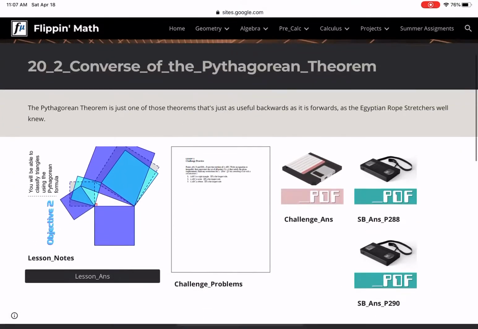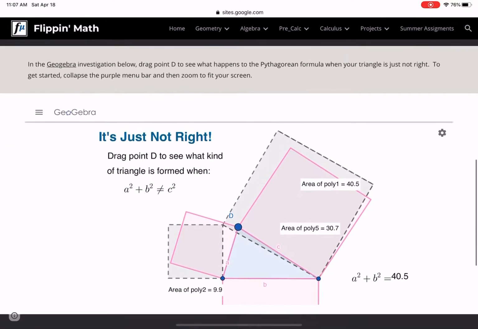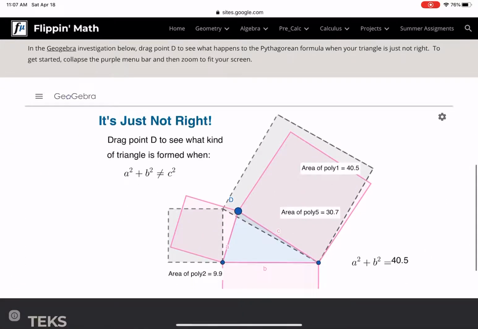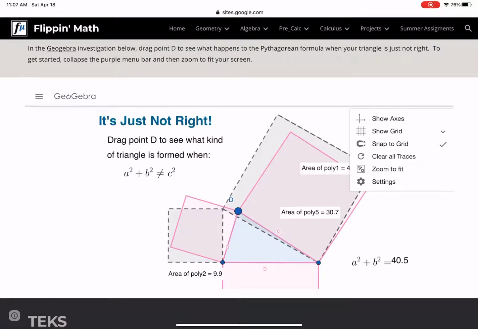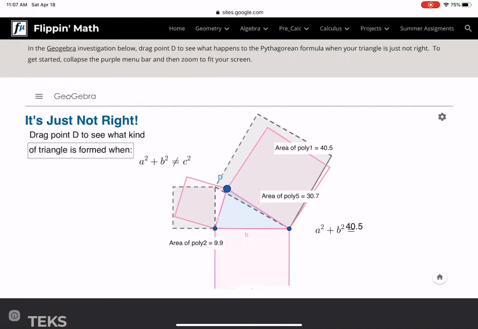All right, I'm going to scroll down here a little bit, and here's the GeoGebra investigation. Now I'm going to do a couple of things here. I'm going to click on the settings and say zoom to fit. And then let's also move some of this stuff out of the way. It says to drag point D to see what kind of triangle is formed when a squared plus b squared is not equal to c squared.